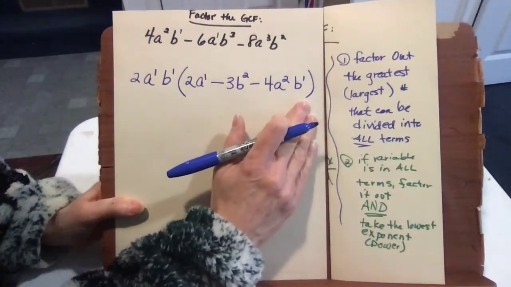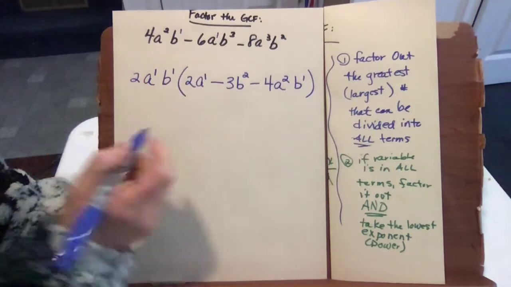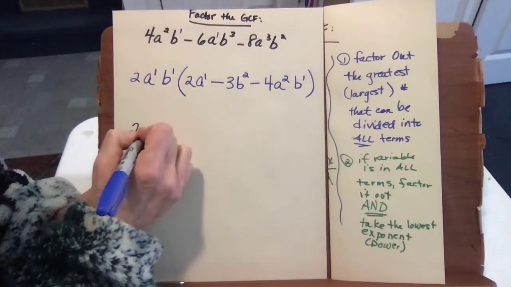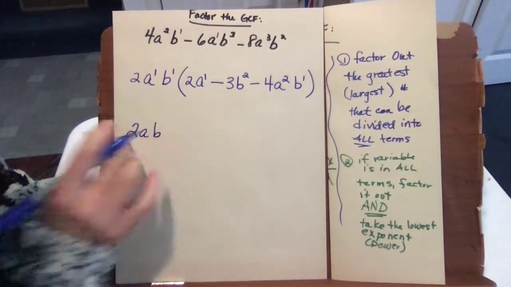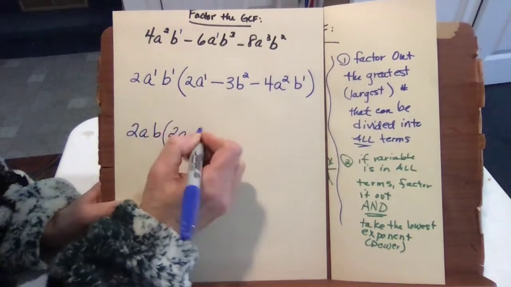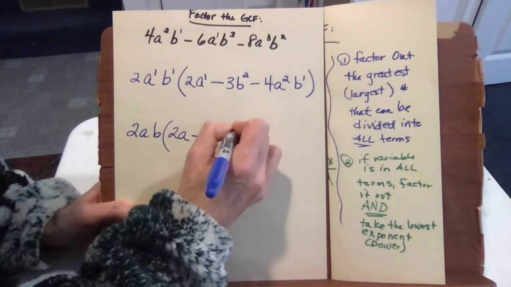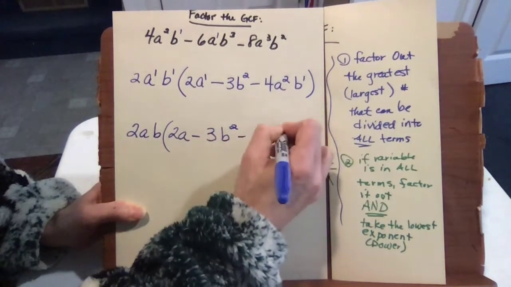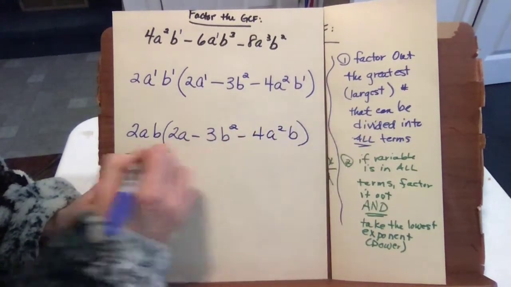You can leave your answer like this with your first powers, or you can rewrite it as 2ab and leave the powers off because they are there, times the quantity of 2a squared minus 3b squared minus 4a squared b. And that's our answer.